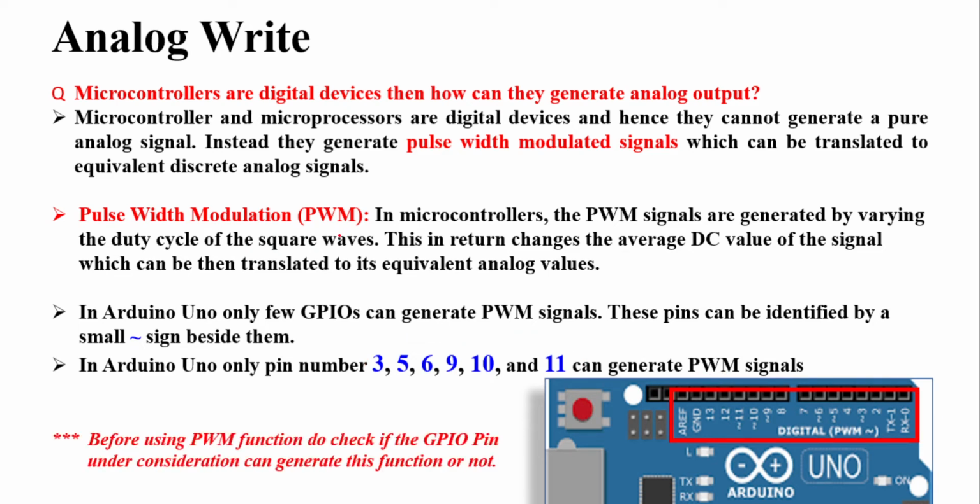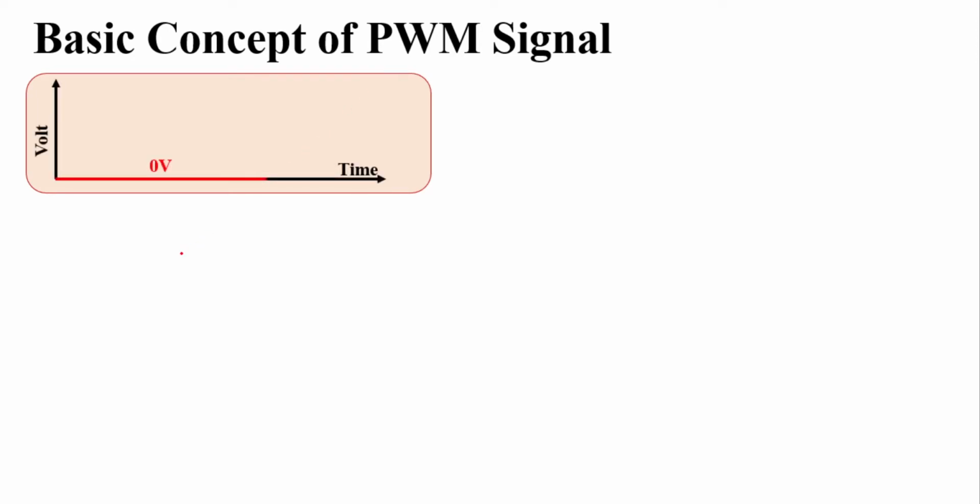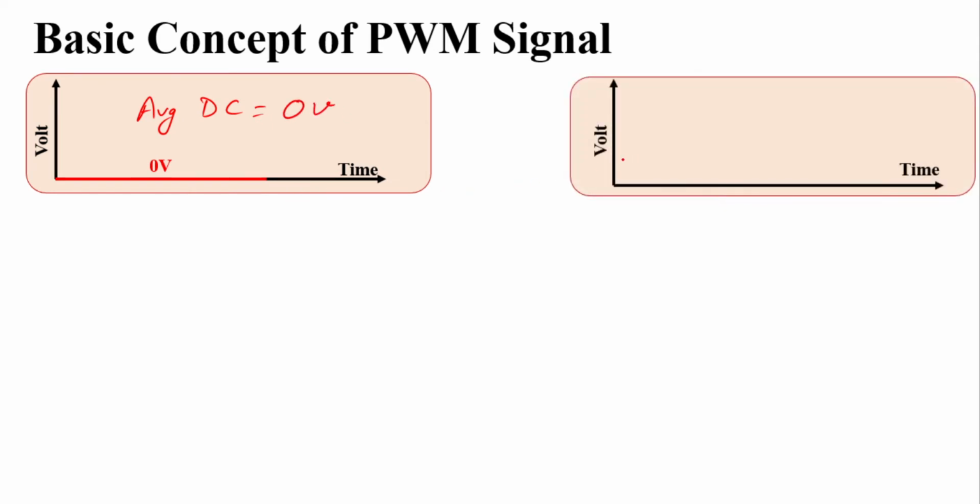Okay, so let us try to understand the concept of PWM signal. What is the basic concept of PWM signal? Let me go through a very basic example. Suppose the DC signal is always staying on 0 volt, then in that case the average DC value of this signal is also 0 volt. Now, if we increase the voltage to 5 volt and keep it on 5 volt, then the average voltage in this case is 5 volt.